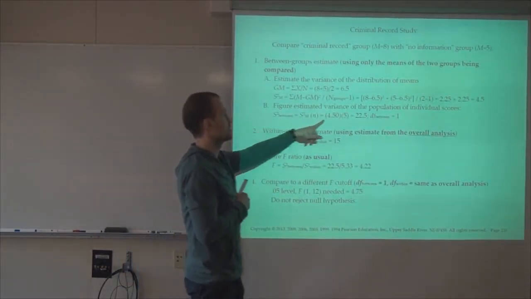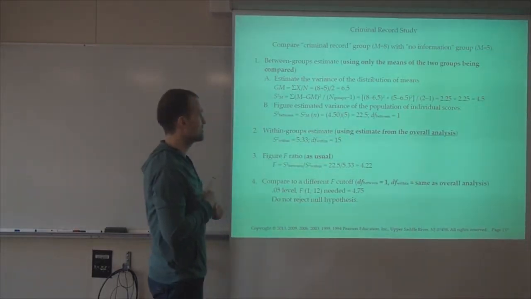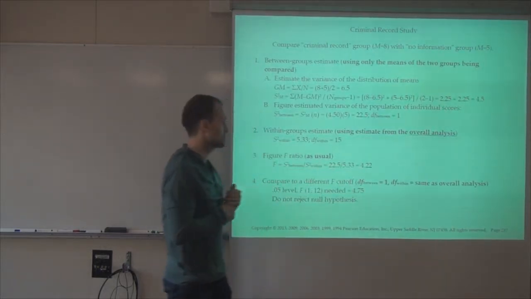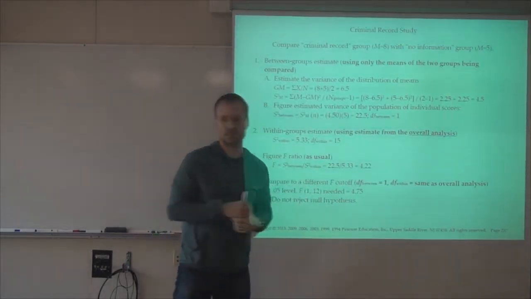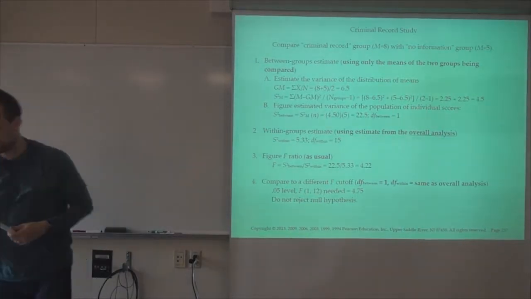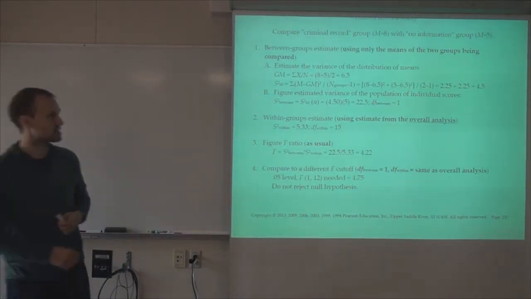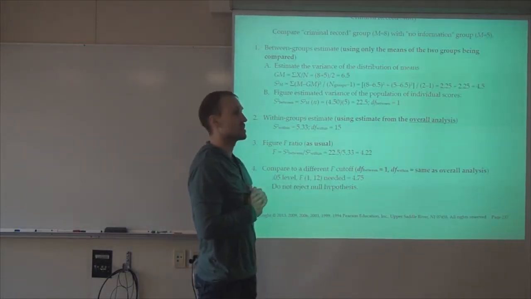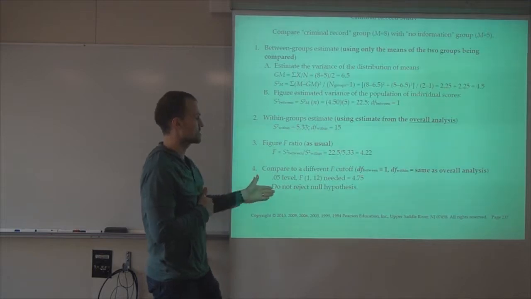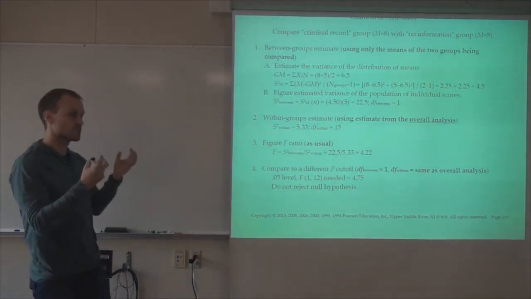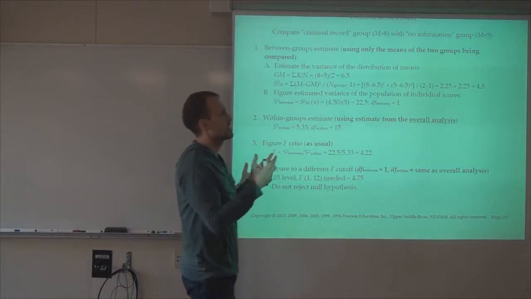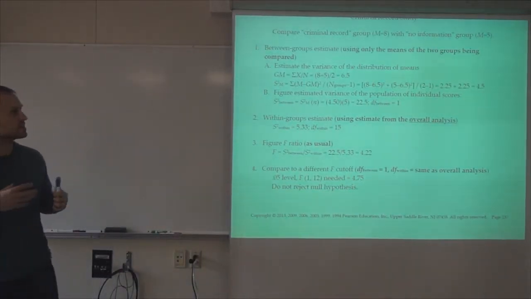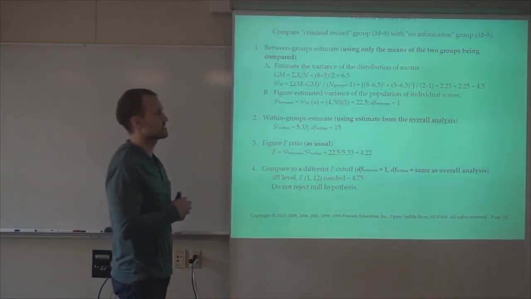And then I get a between groups estimate of 22.5. The within groups estimate is the same. F ratio of 4.22. Different cutoff of 4.75. And it turns out that that is not very significant. It's not extreme enough compared to my cutoff, so I do not reject the null hypothesis. So those two groups, based on the samples, the evidence, are not the two that are creating a significant difference.